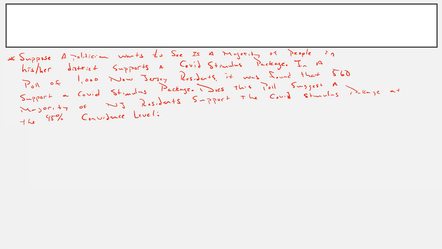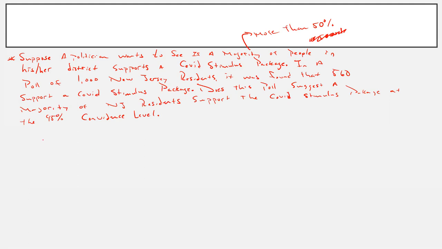So here's the problem. What I'm asking you is to see if a majority. So what represents a majority in terms of a percentage? What do you just have to be greater than to be a majority? More than half. Yep, you just need to have more than 50%. It could literally be 0.50001. As long as it's above 0.50, it's a majority.